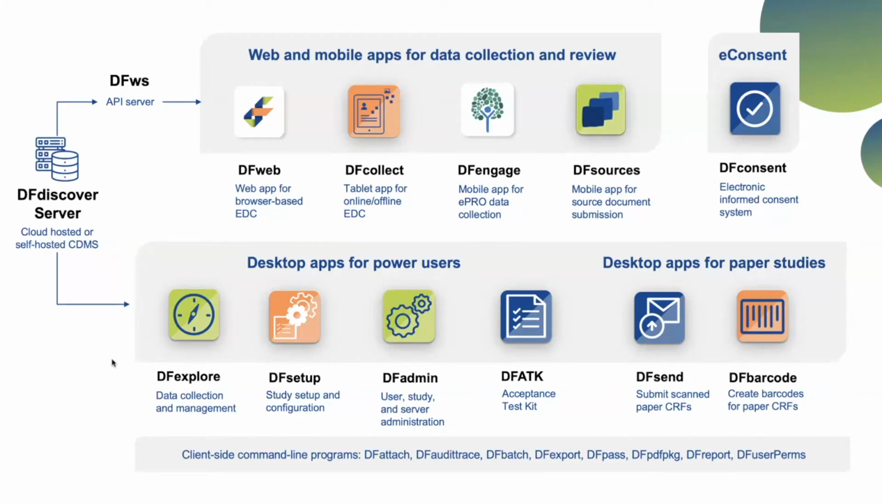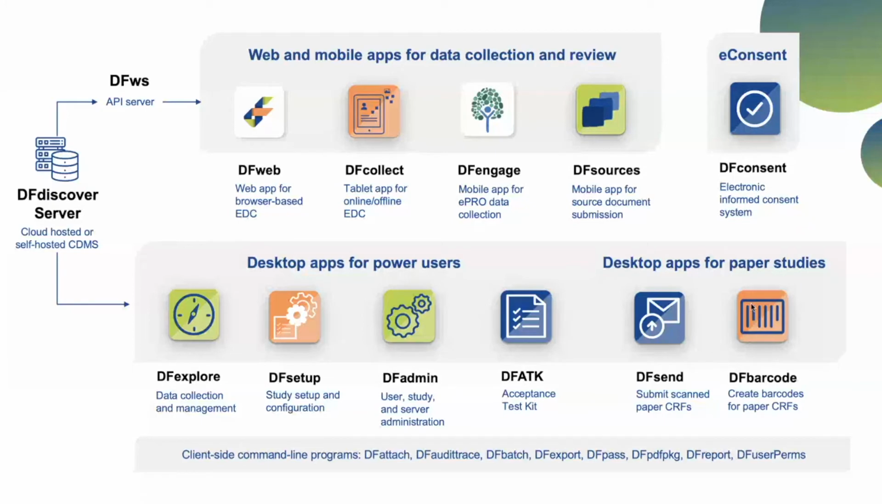We also have the Acceptance Test Kit, a special application for testing your installation of the software to make sure it's working as expected if you're self-hosting it. We also have two special apps for paper-based studies: if you're doing a hybrid or paper-based study, DFSend and DFBarcode are additional tools. Then we have the extra special superpower user tools, the command line programs that come with the main desktop application installation package. They are really useful for scheduling and automating actions in bulk in a way that you wouldn't want to do through the user tools. So that's a nice overview of all of the products.